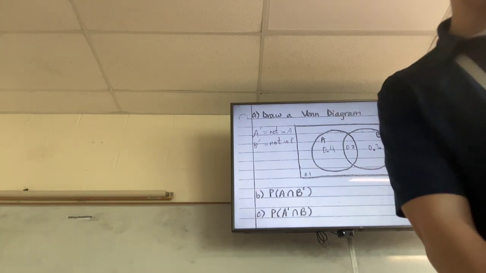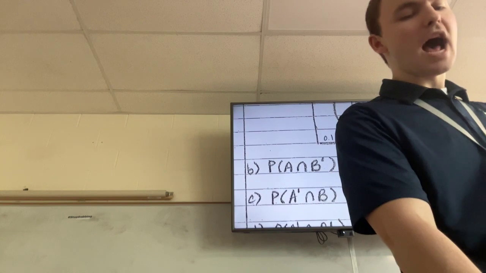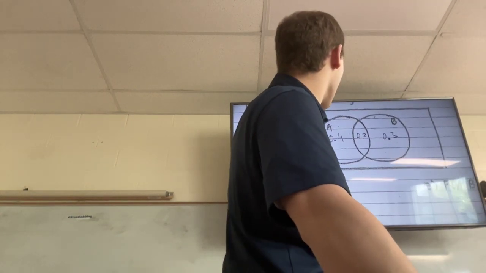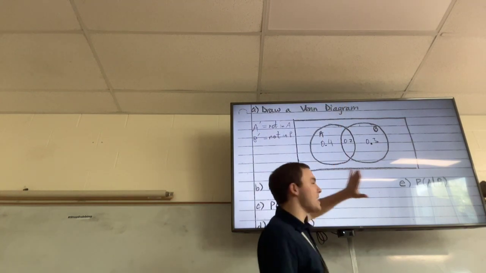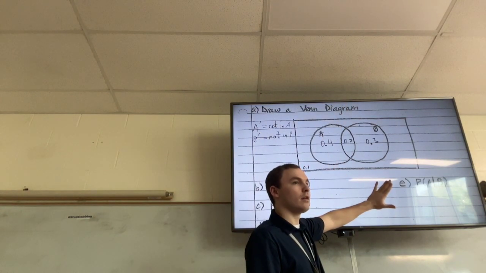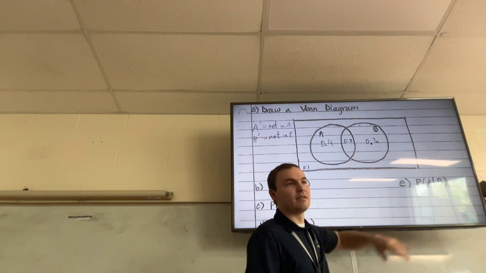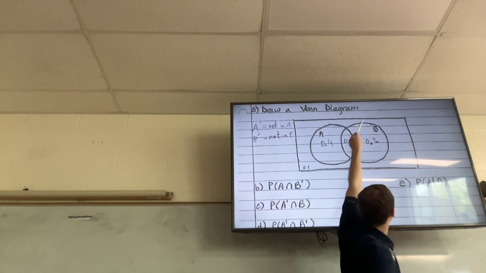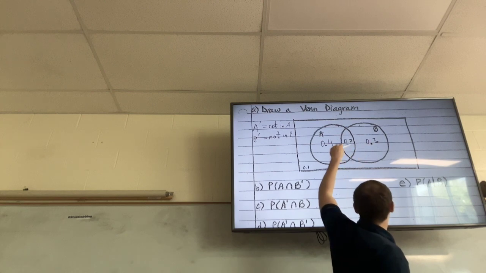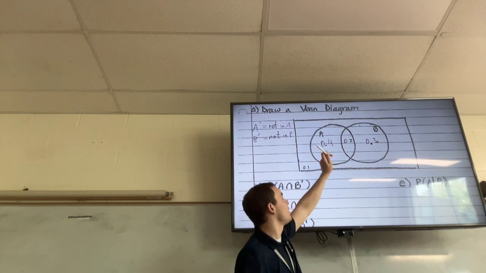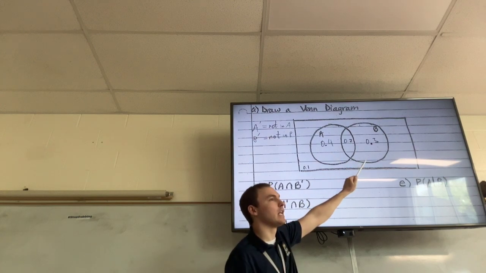Right? So probability of A and not B. What's the number that's in the part of the Venn diagram that's in A but not in B? Let's look at the B circle. I've got a 0.3, I've got a 0.2 here, right? So 0.2 is not in the running. Which number is in A but not in B? 0.4.